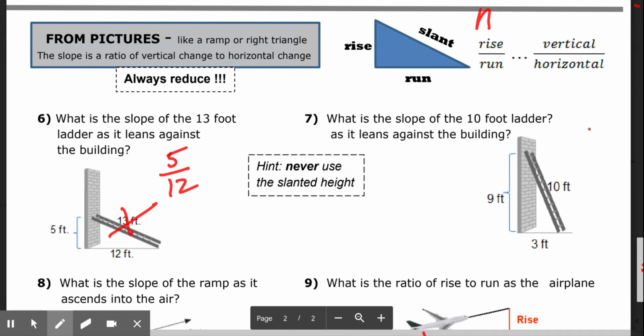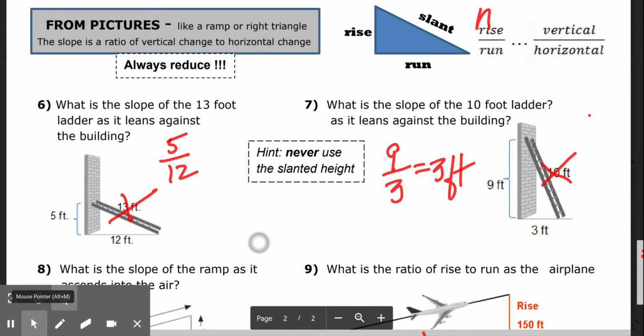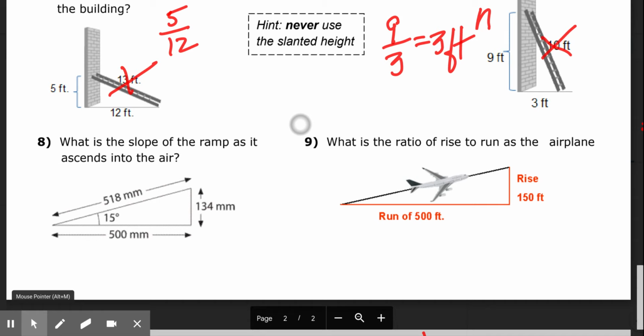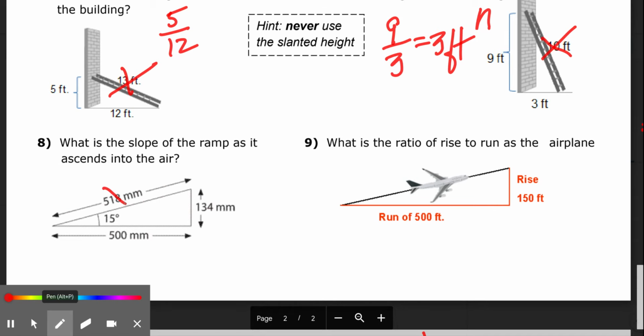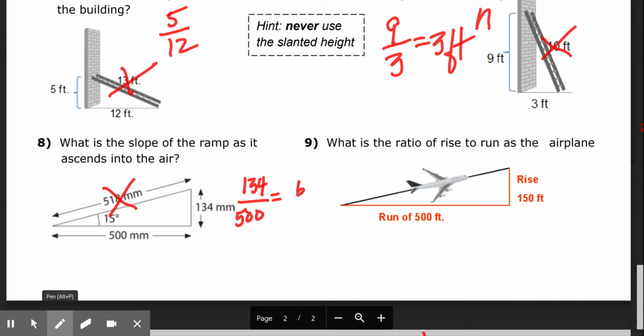All right, so on problem number 7, it says, what is the slope of the 10-foot ladder as it leans up against the building? Again, we're never, ever going to use the slant when we're calculating the slope. So it's rise, which is 9, over run, which is 3. All right, problem number 8. What is the slope of the ramp as it ascends into the air? Again, we're never, ever going to use that slant. So it's rise, 134, over run, 500, and that actually reduces to 67 over 250.